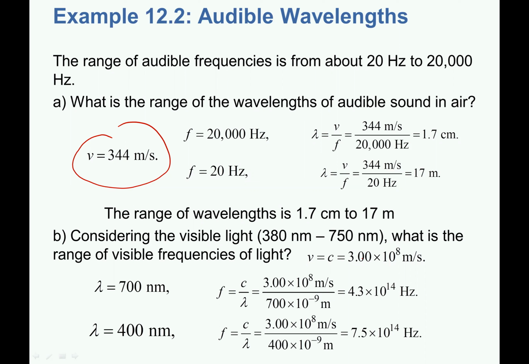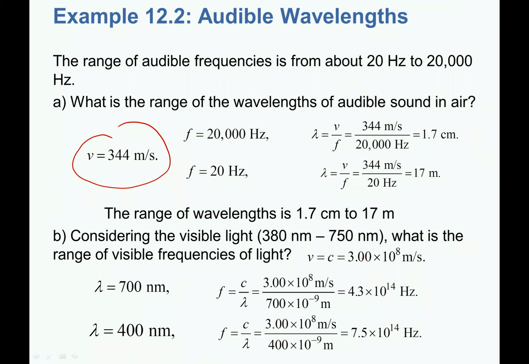So all we have to do is use the same equation to calculate the frequencies, and you can see the frequencies are much higher compared to the sound frequencies, because you have 4.3 times 10 to the 14 hertz and 7.5 times 10 to the 14 hertz. Again, those are very large frequencies when you compare sound to light.